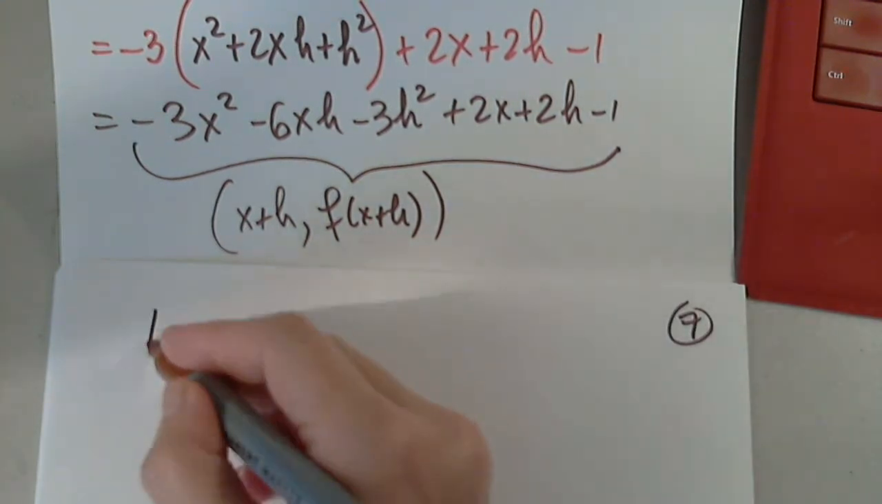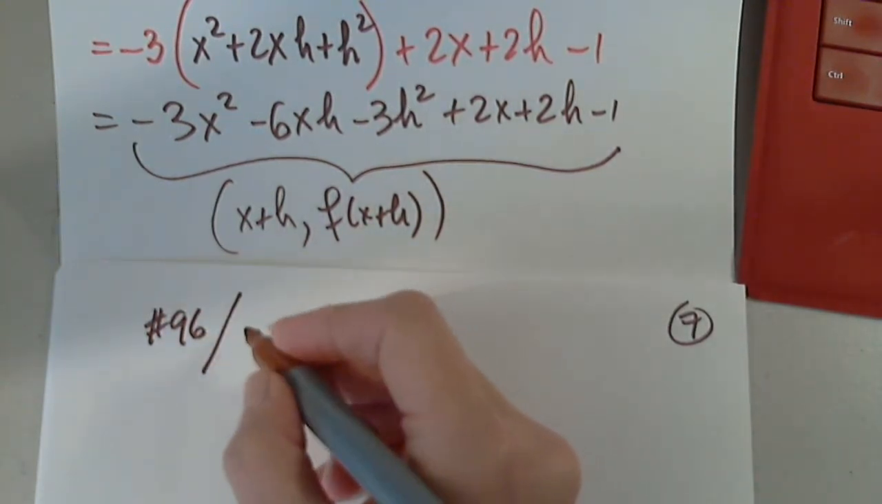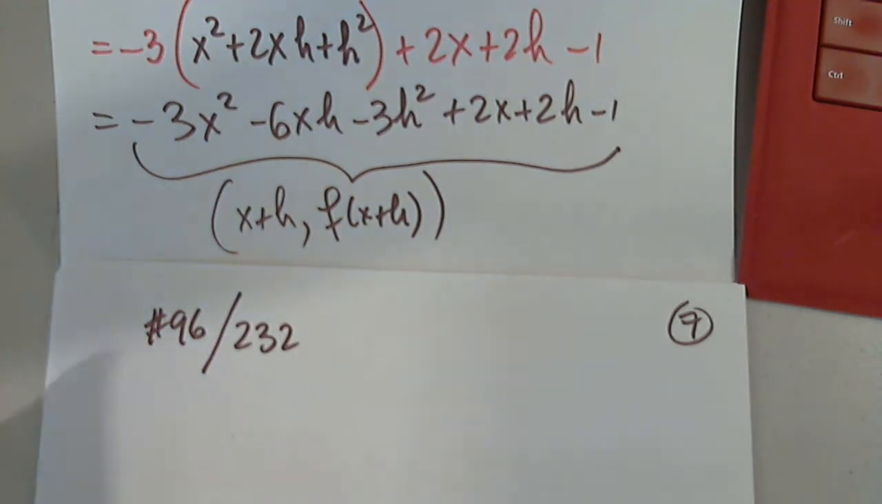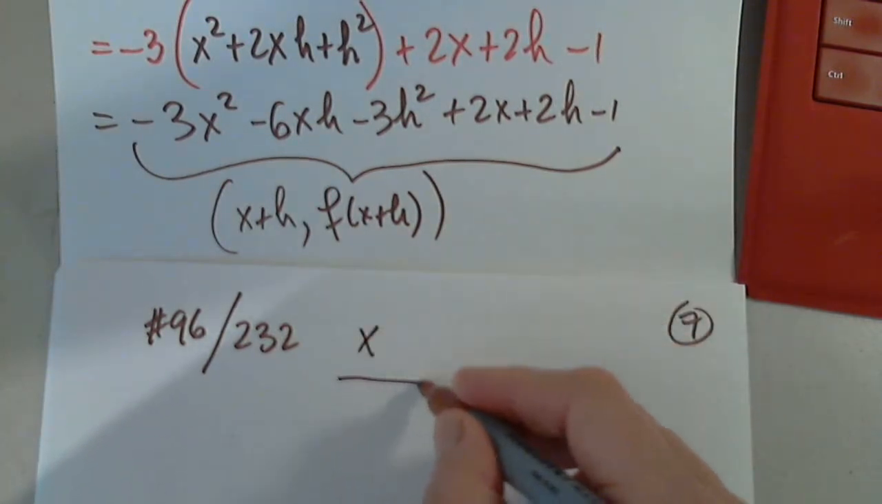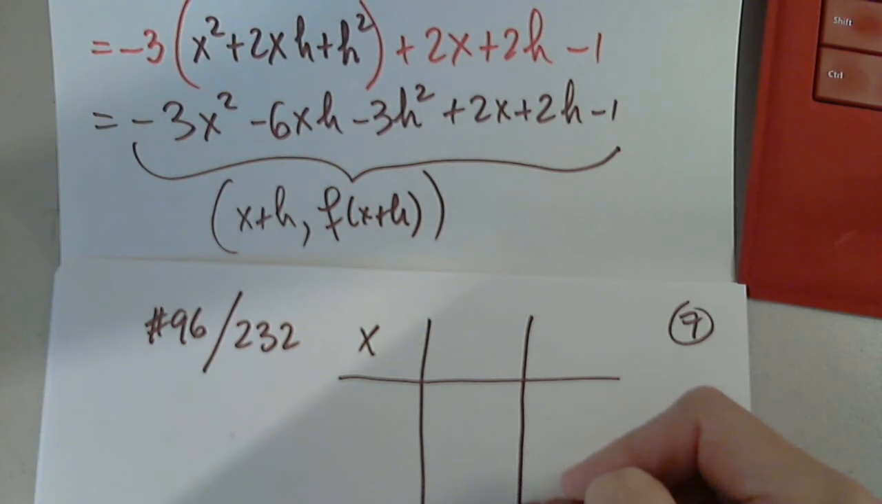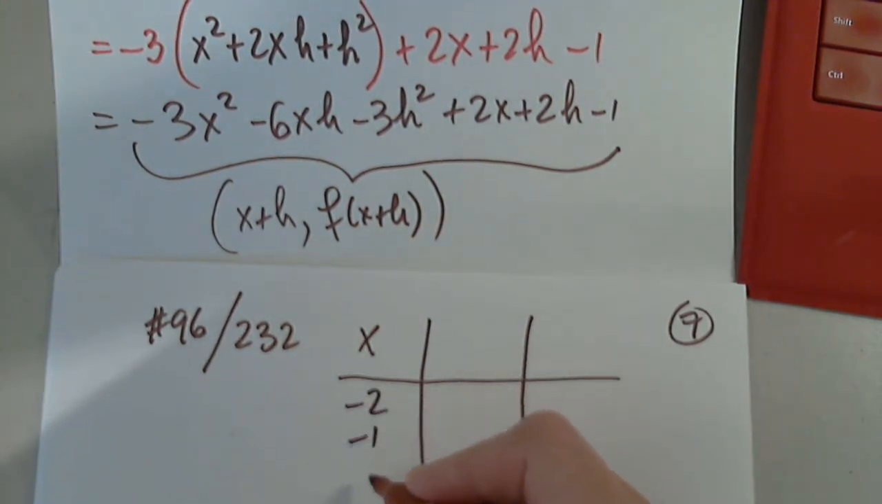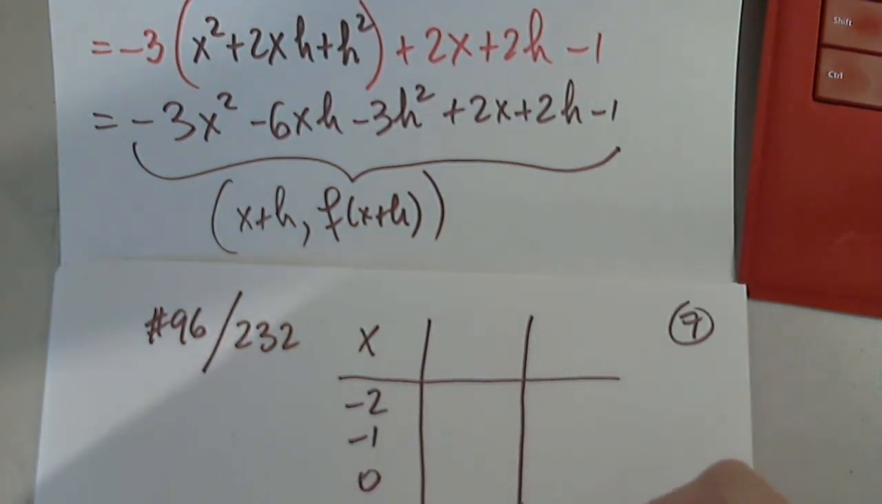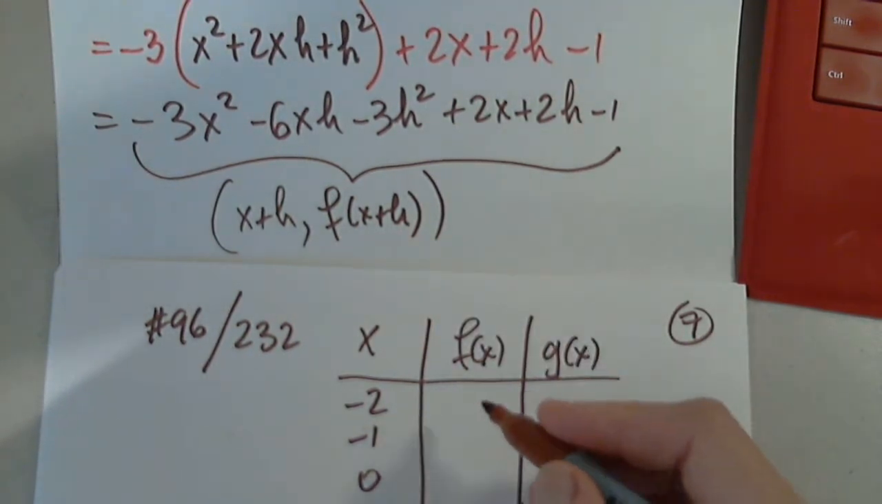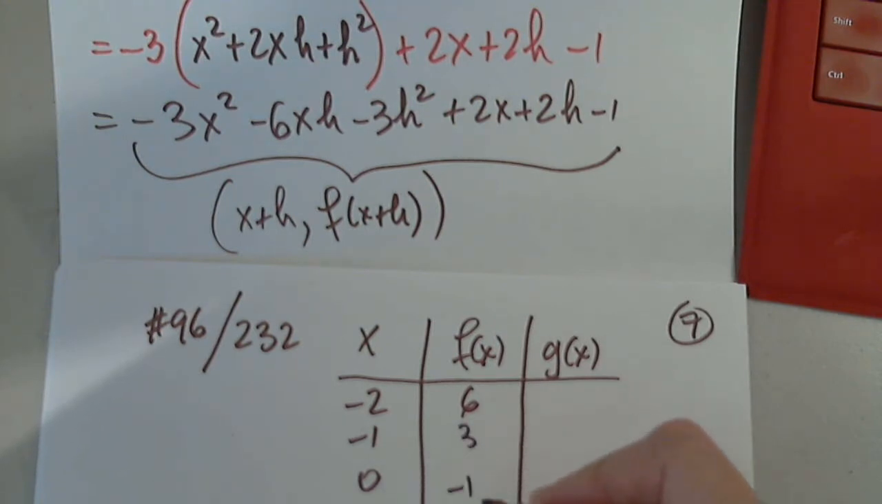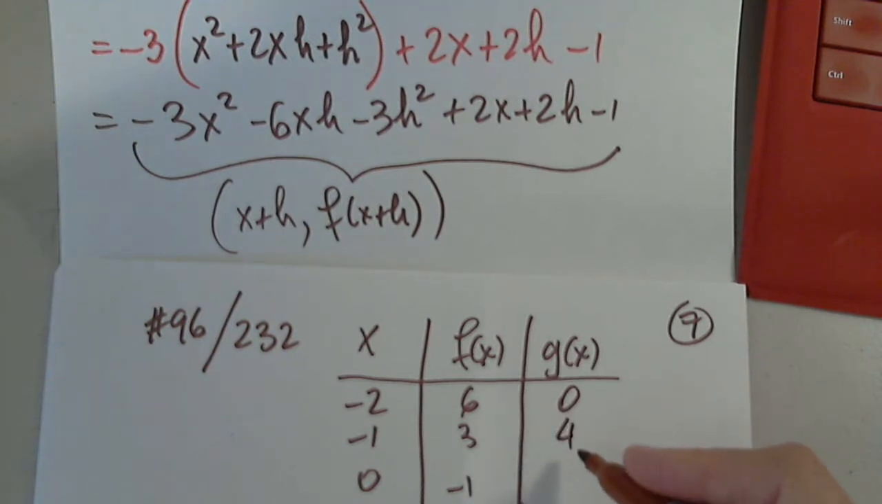So let's look at 96 on page 232. And you've never stopped me, so I'm hoping that you're following, and if you have questions, you will stop me. So I'm going to copy this table. They're giving us -2, -1, 0, 1, and 2. And then here f of x and g of x. And we have 6, 3, -1, -4, and 0, and 0, 4, 1, -3, and -6.